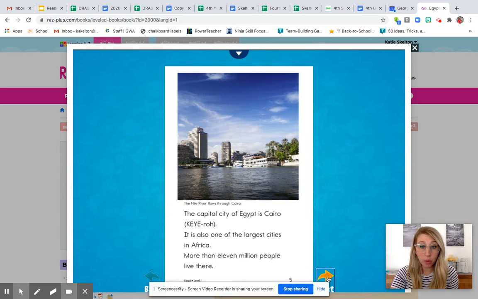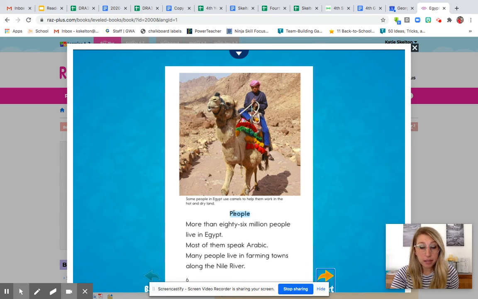If we keep going, we see our next topic is people. My guess, using my clues, is that this section is going to be about the people. The first sentence says, more than 86 million people live in Egypt. So as a reader, I'm thinking this section is going to be about how many people are in Egypt, and that there are a lot of people. So it's probably going to talk about the people of Egypt.